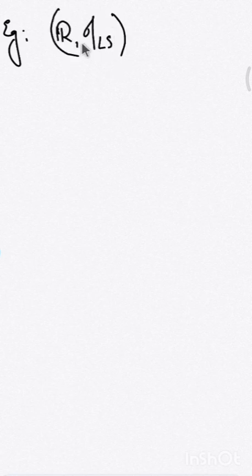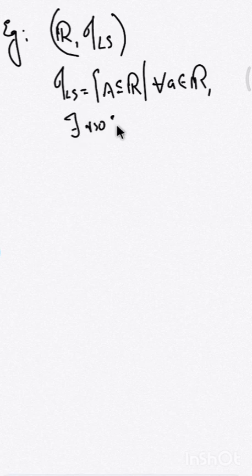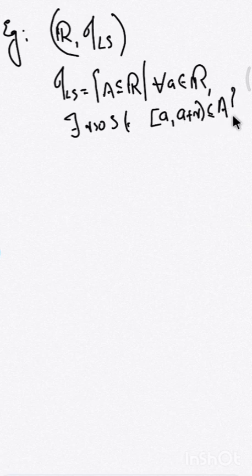Another example of a second countable space is the real line with the semi-open interval topology, denoted by Tau LS or Tau RS. What is Tau LS? It is the collection of all subsets A of the real line such that for every a in A, there exists r greater than 0 such that the left-closed interval [a, a+r) is contained in A itself. This is the lower limit topology, or semi-open interval topology, of the form [a, a+r). And you can prove that this is a second countable space.